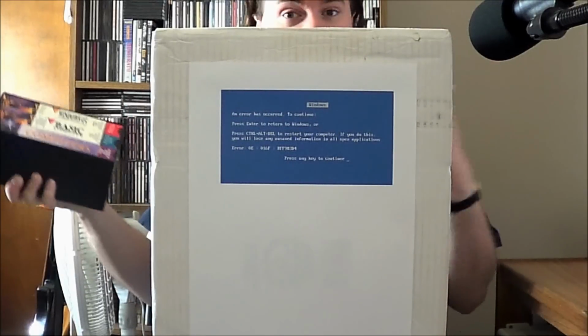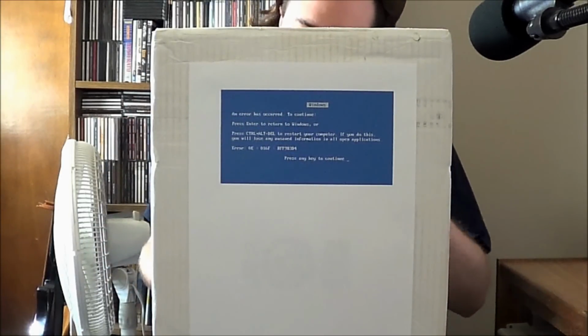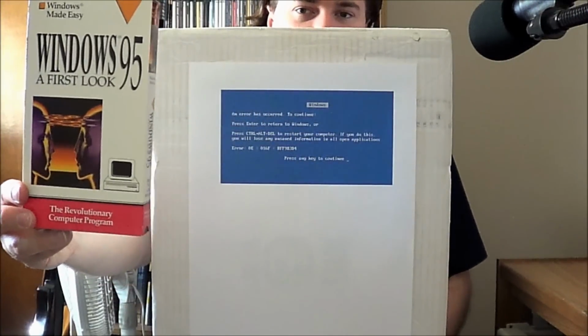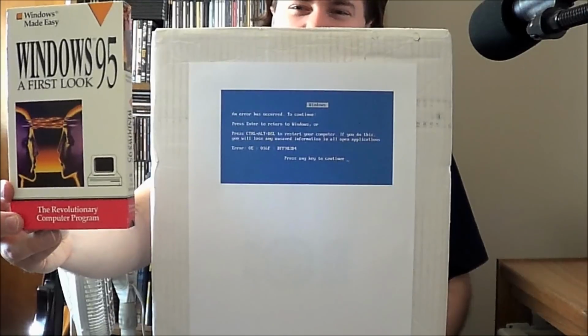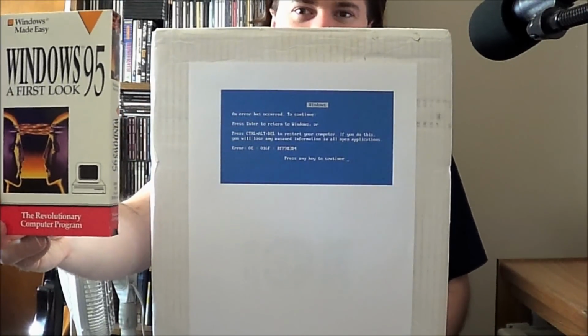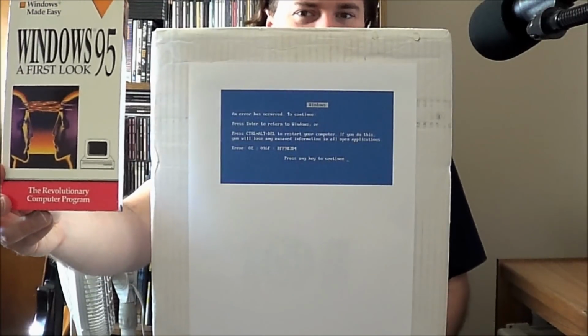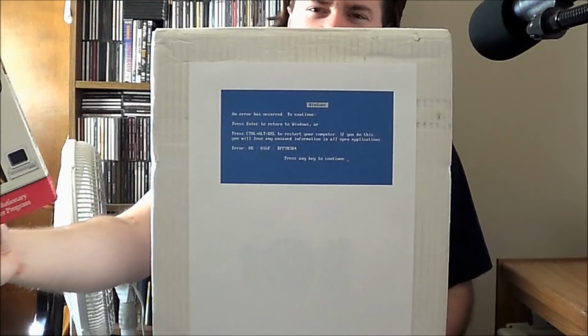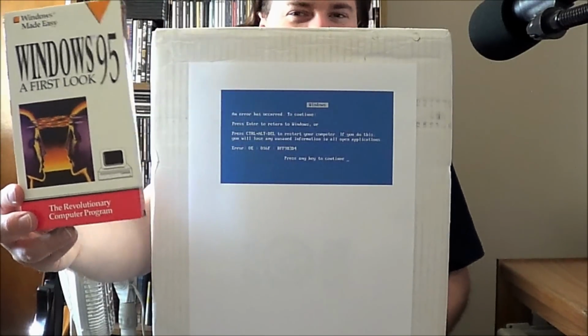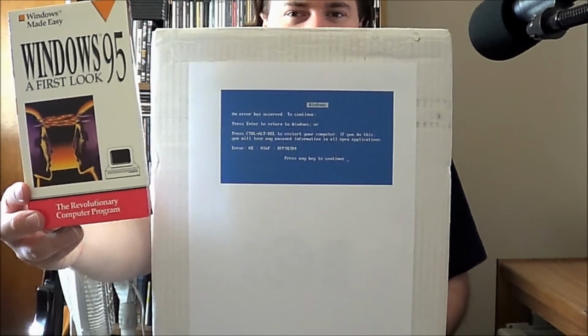Now, the third tape, because I know you're probably going to ask, it's this one. Windows 95, a first look. And we're not really going to look at this one because it's actually surprisingly normal and informative, albeit a bit obvious. Of course, I say this with the benefit of some 20 years of hindsight.